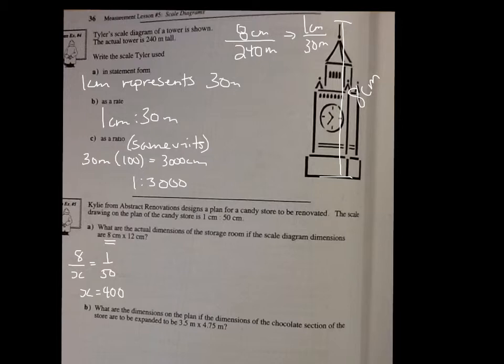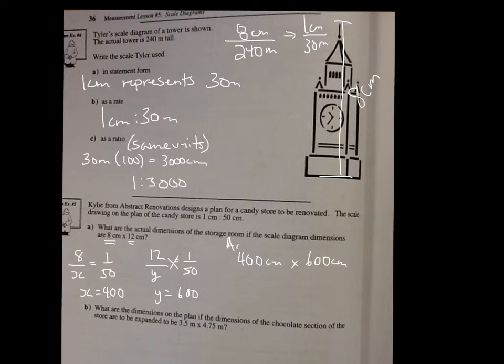And then we do 12. So 12 over, we'll use a different variable, 12 over y is equal to 1 over 50. That's the scale that we got. Cross multiply again, and you get y is equal to 600. So the new dimensions are 400 centimeters by 600 centimeters.